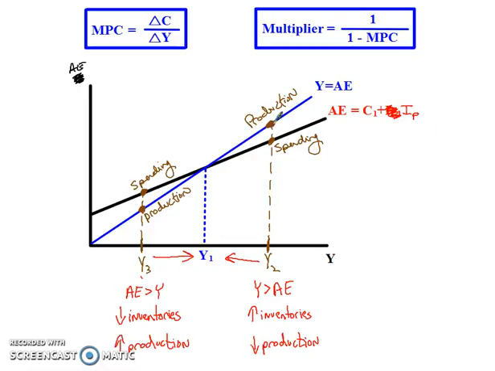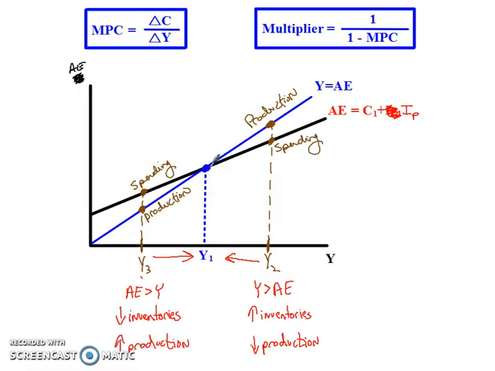So if production is greater than spending, inventories are going to rise, and companies are going to respond to those excessive inventories by cutting production. If spending is greater than production, companies are going to respond to those depleting inventories by increasing production to replenish some of those inventories. And that will happen until we get to this point right here.